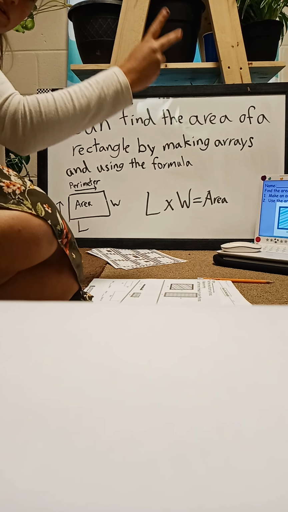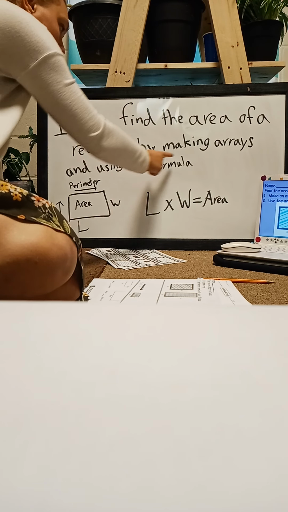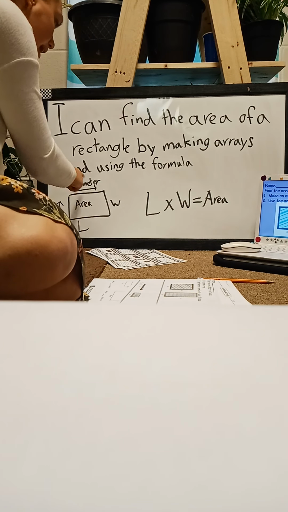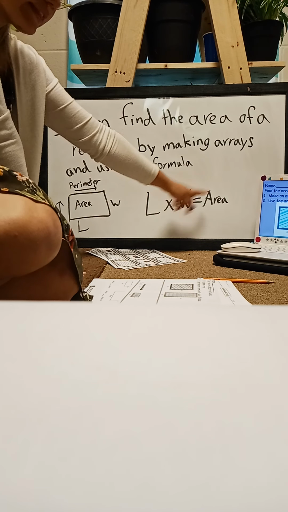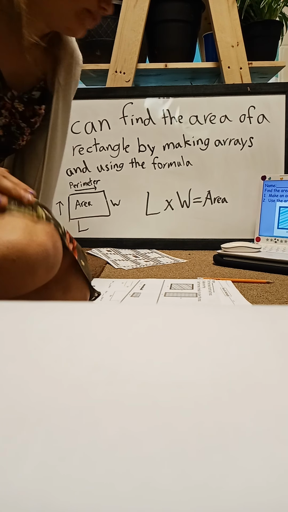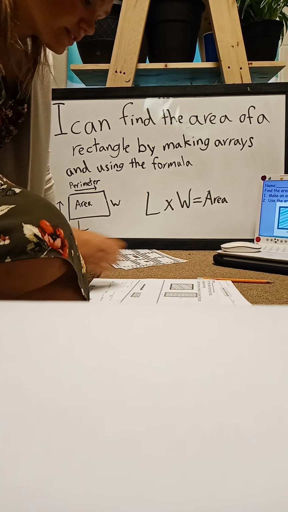3, 2, 1. I can find the area of a rectangle by making arrays and using the formula, which is length times width. And that's the secret formula that will take you all the way to the moon, because it's so cool. So that just means that you can make the grids, you can make the unit squares, and you can use the area formula. So I want you guys to show me that you can do that on this exit slip.